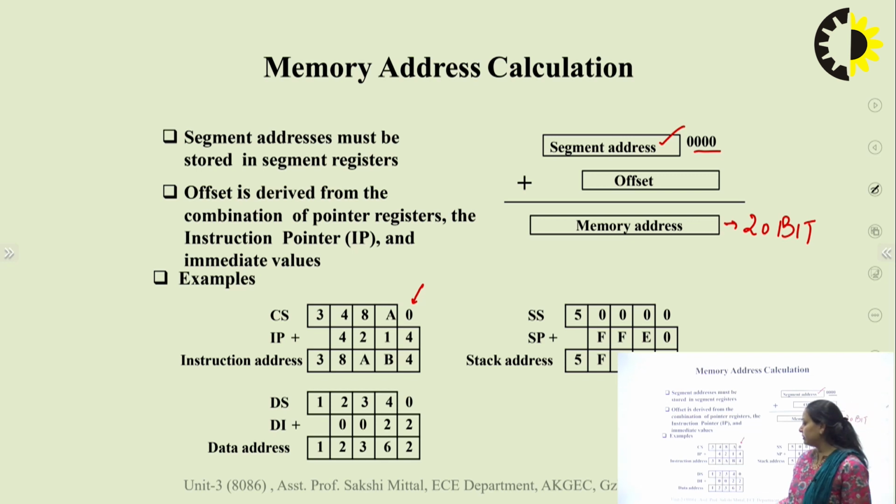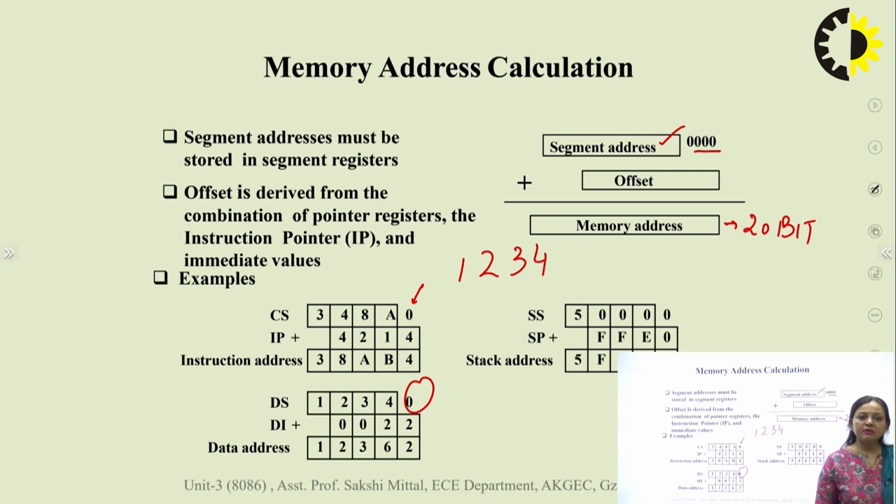In the same way for the data segment, if the data segment was at 1, 2, 3, 4, I shift the digits 1, 2, 3, 4 and pad a 0 here, then add the contents of the offset, and we will get a 20-bit physical address.